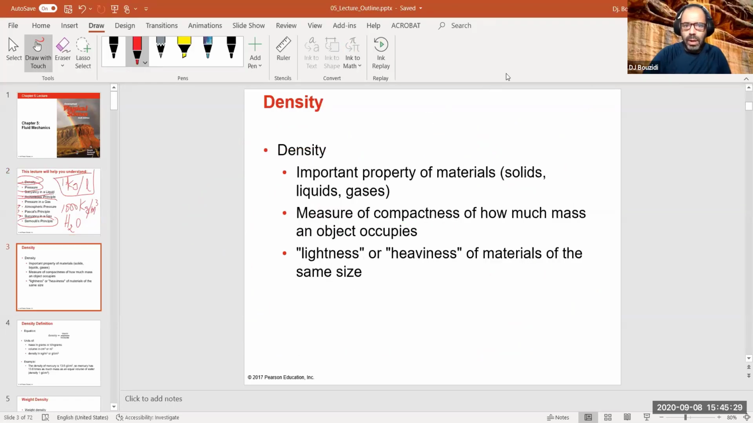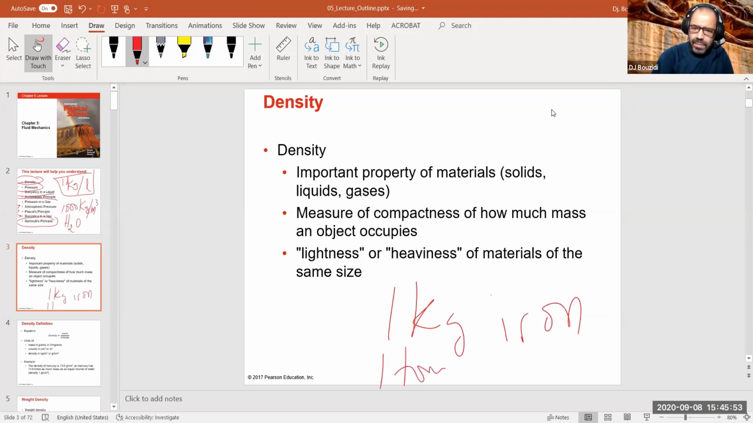Again, the concept of density is an important property of materials. This is a concept that does not depend on the size or the mass of the object independently. Basically, if you take 1 kilogram of iron or 1 ton of iron, they both have the same density. The 1 kilogram will occupy this much space, 1 ton will occupy this much space, so that the ratio of mass over volume stays the same.